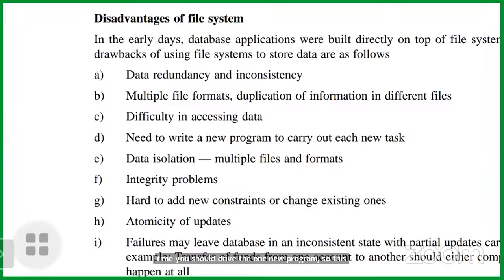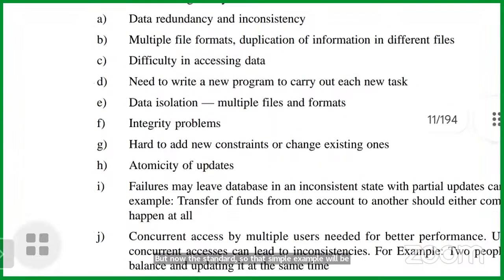And next we are having data isolation, multiple files and formats. So data isolation means what here? At a time, if many people want to access the data, that will not be possible in the file system. But now this generation, a simple example is Google, many people are searching data, but no problem will occur. Okay. So that is called as a data isolation.